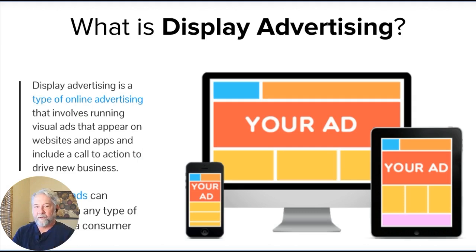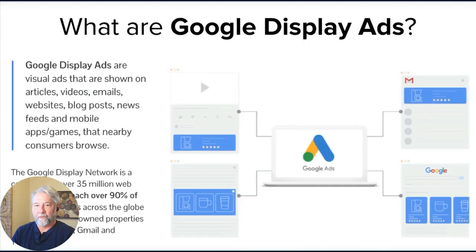What is display advertising? Well, display advertising is a type of online advertising that involves running visual ads that appear on websites, apps, and they include calls to action to drive new business. Display ads can appear on any type of site that a consumer visits. So the Google Display Network includes over 35 million web properties, and it reaches 90% of every internet user out there. These are ads that are on articles, videos, emails, blog posts, news feeds, mobile apps, and games.